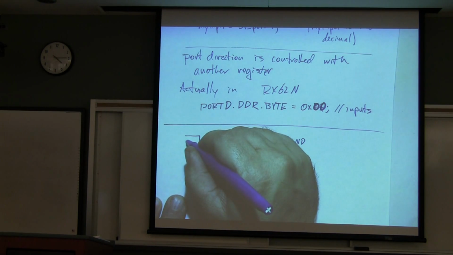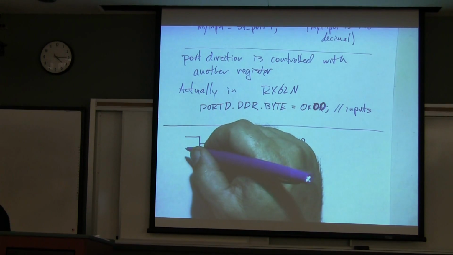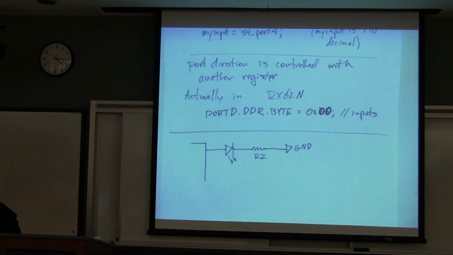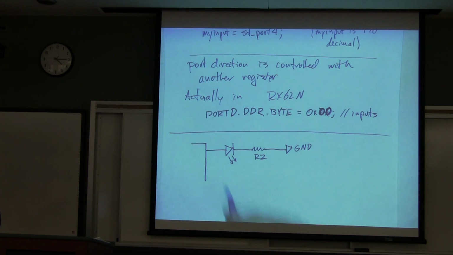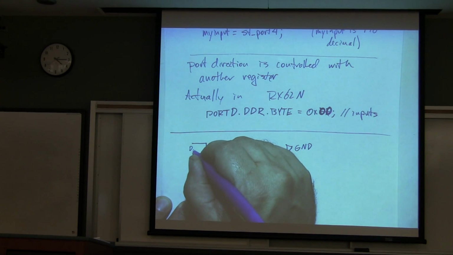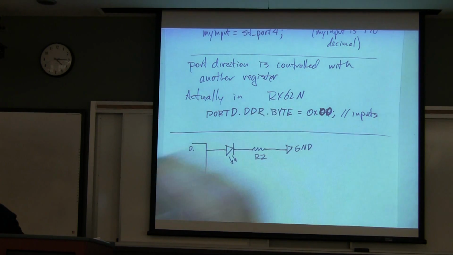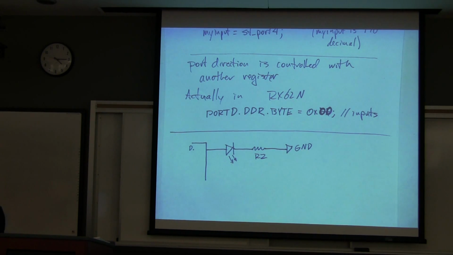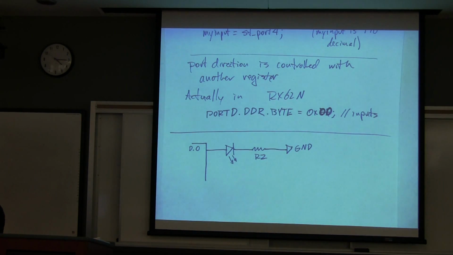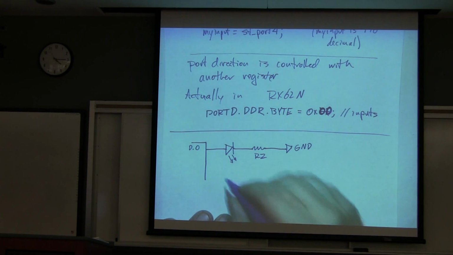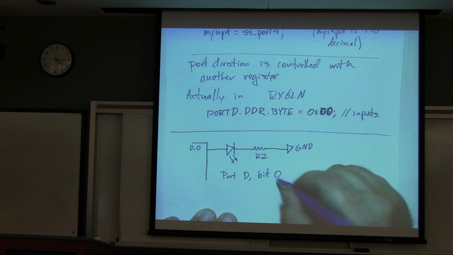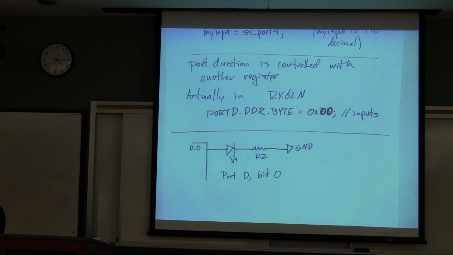So this would be your port, and in our example here, as opposed to a number, we'll label it port D. All right. So this is port D, and this is bit number, I'm going to do this so it matches the book, 0. So it is port D, bit 0.